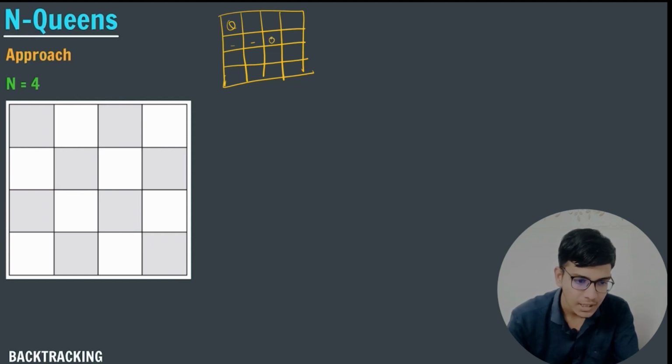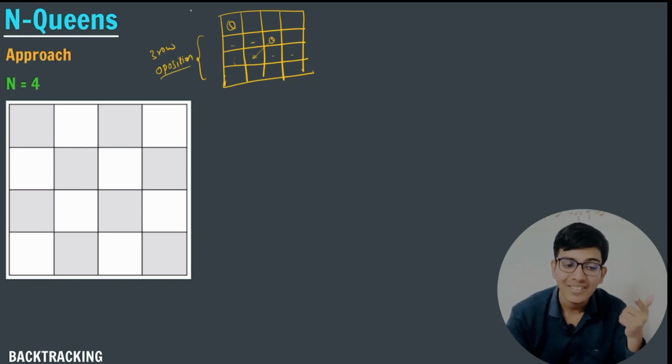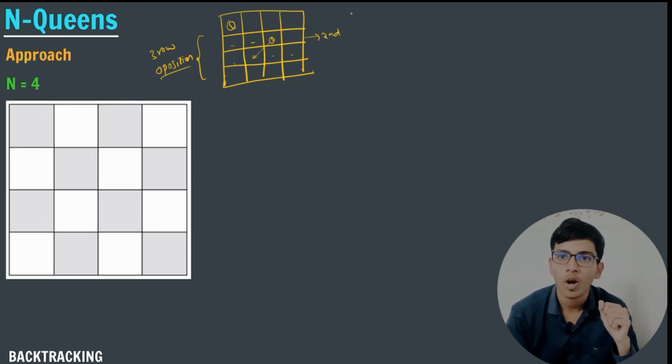So if I place here, how can I place my third queen? I can't place my third queen here because the first queen will attack. I can't place my third queen here because this queen will attack. I can't place here, I can't place here. So at the third row, how many positions are there for placing my third queen? Zero positions. If I get zero positions, that means the queen I have placed in the second row is in a wrong position, so I need to change the position of that particular queen.